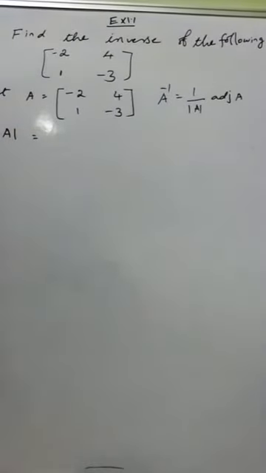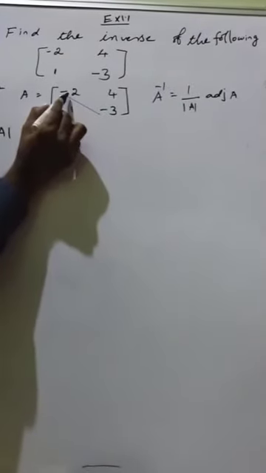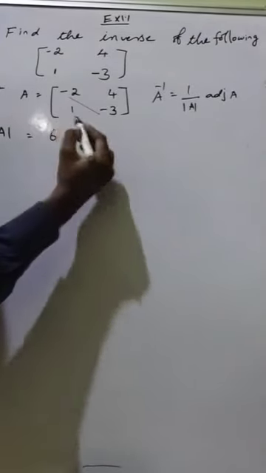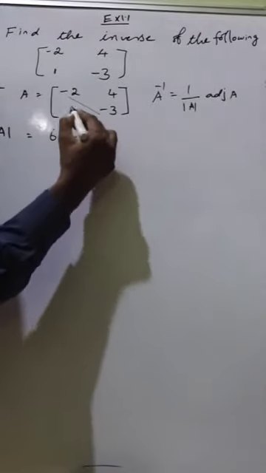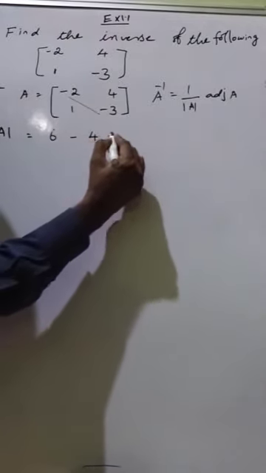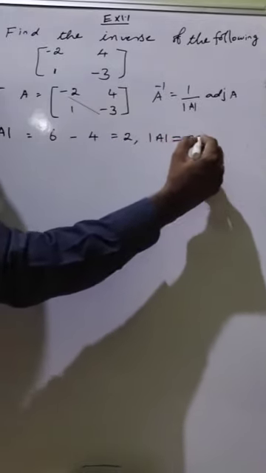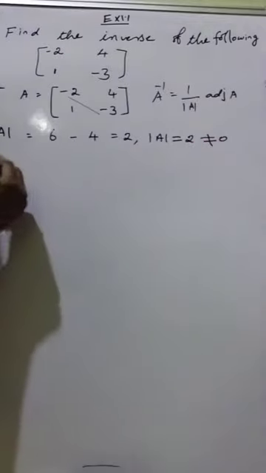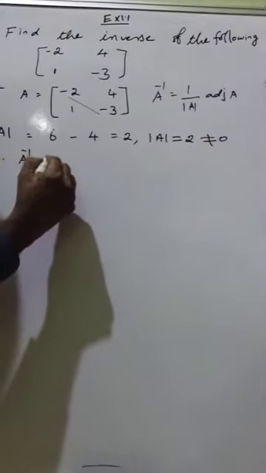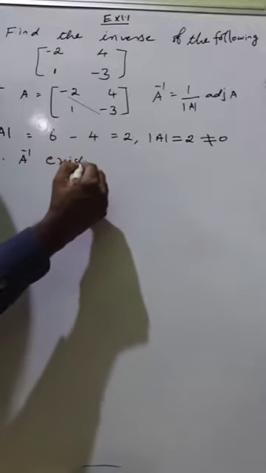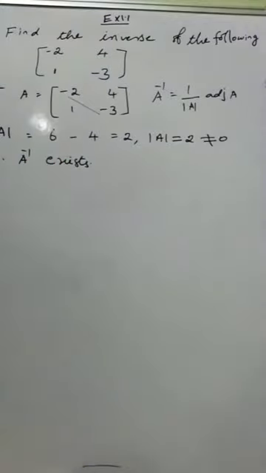How to find a 2 cross 2 matrix determinant? Just multiply the first diagonal, -2 into -3, 6. Now here the sign changes, -1 into 4, 4. So 6 minus 4 equal to 2. Therefore, determinant of A equal to 2, not equal to 0. Therefore, A inverse exists. If the determinant value is not equal to 0, that is a non-singular matrix, which means A inverse exists.